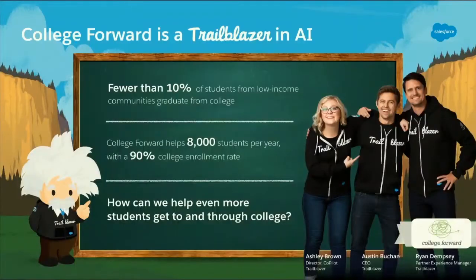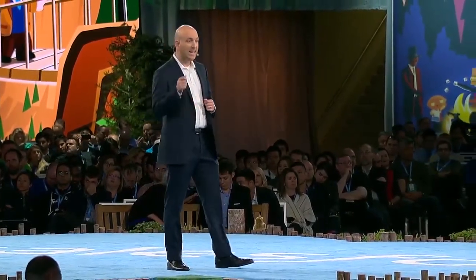College Forward's mission is to get underprivileged students to and through college. And they do so by employing a network of coaches that work with the students and ensure that they are successful. Now, in the area of Texas that they serve, less than 10% of underprivileged students ever make it to college. But when they go through College Forward's program, they have a college enrollment rate of over 90%.